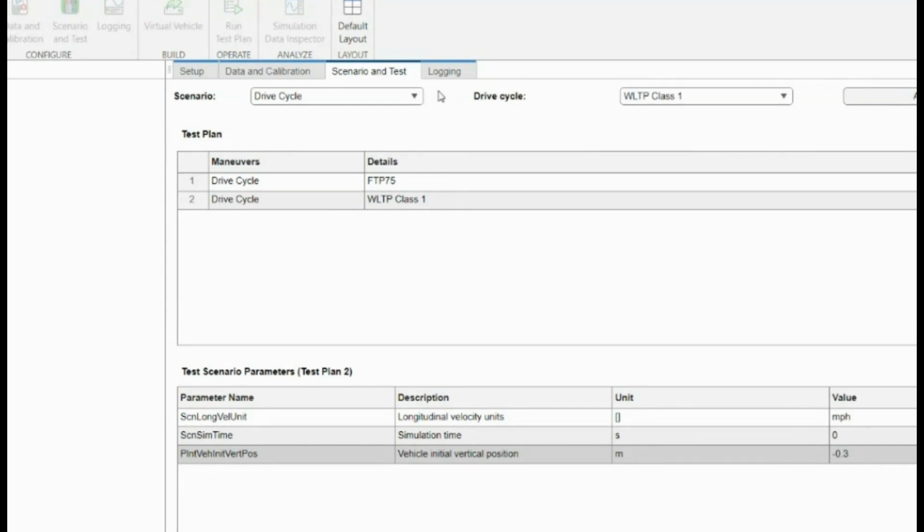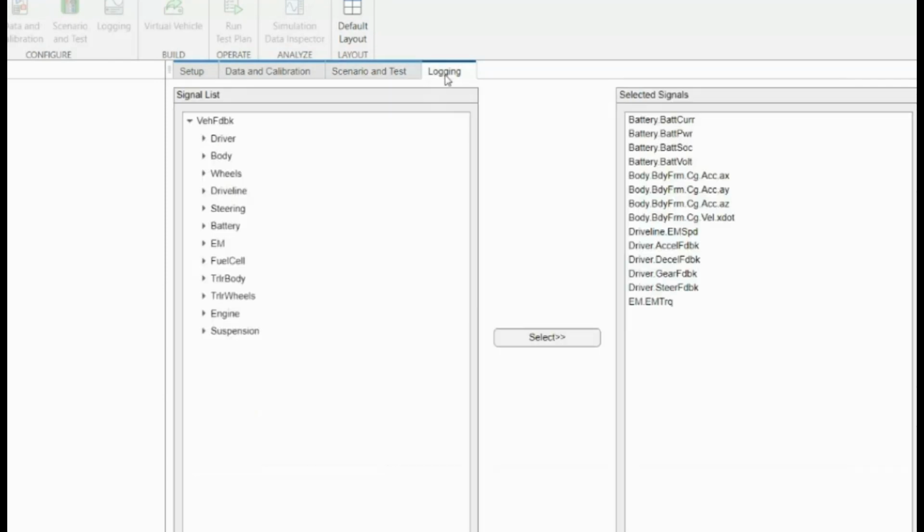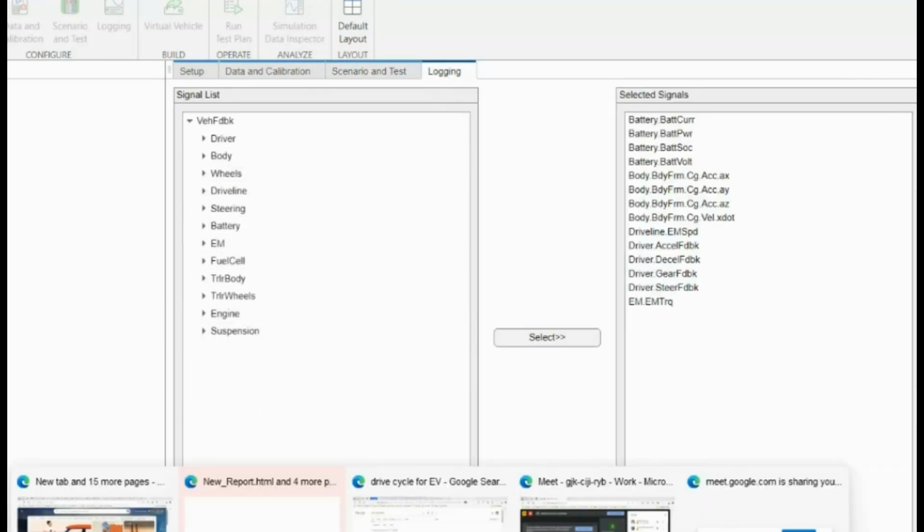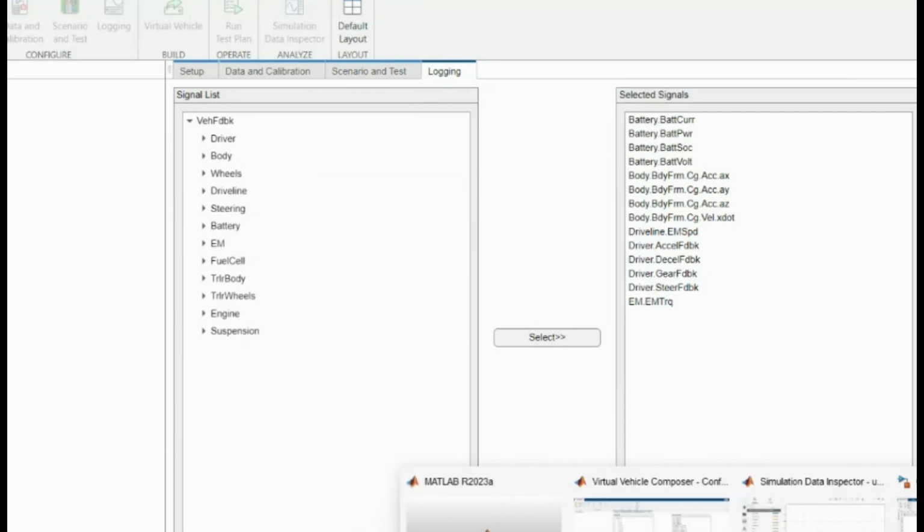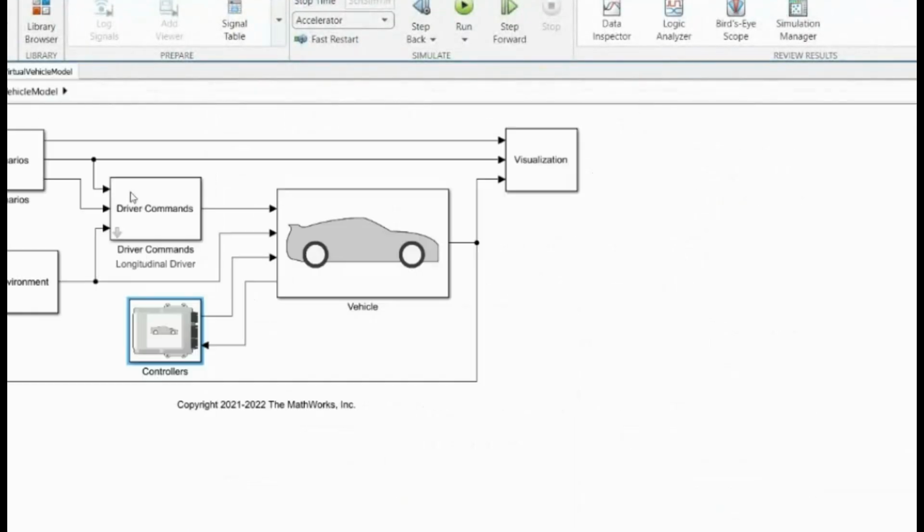You can also have your own test data if you are going to test your vehicle in your college campus and you want to simulate something. You can even record the data versus time, velocity versus time, and it's just an Excel plot. And what are the information that I would like to see? I can specify it here. Now I have the vehicle model built.